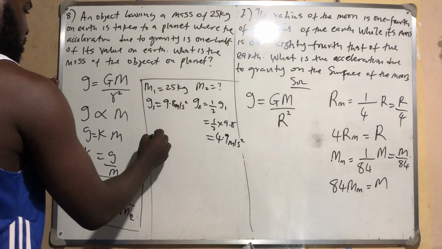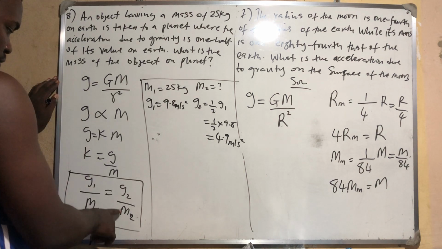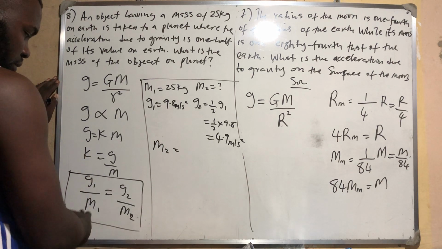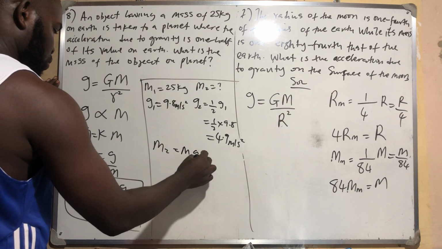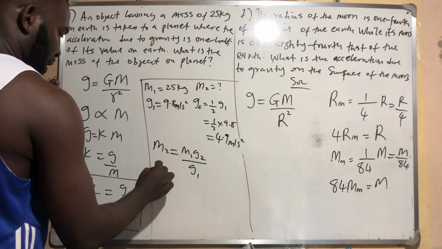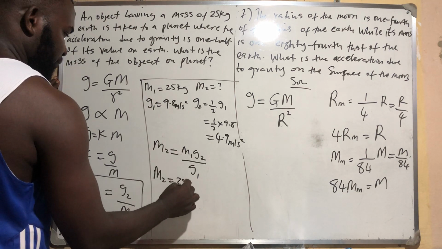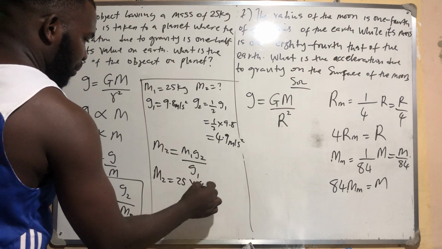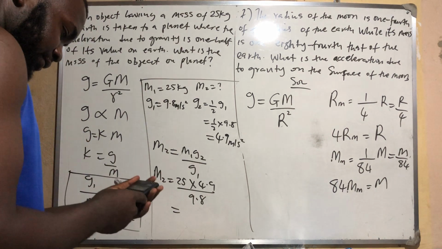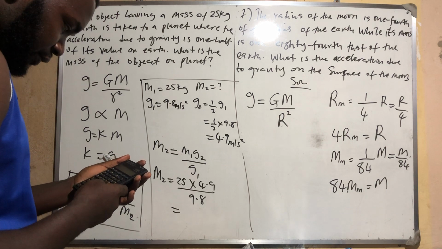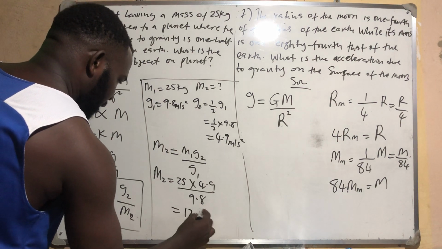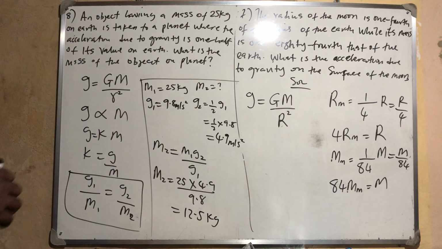From this formula, I want to make m2 the subject. Cross multiply first, then make it the subject. So I have m2 equals m1 g2 all over g1. My m1 is 25 times my g2, 4.9, then divided by 9.8. If you do that, you have 12.5 kg. So 12.5 kg, that is half of it.